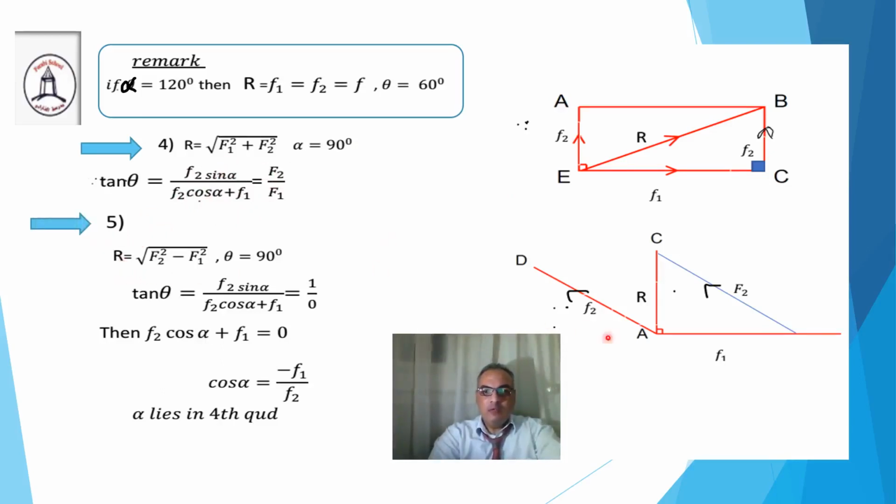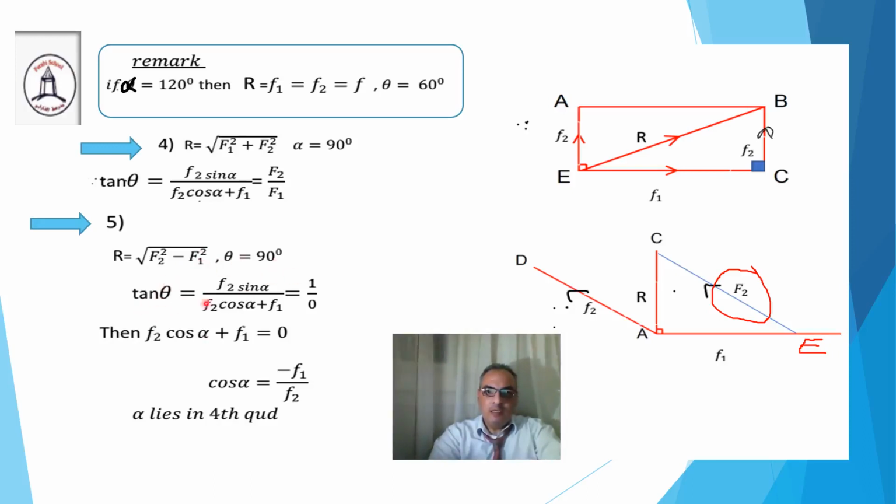Number 5, if the resultant of the two forces is perpendicular to the first force, draw DA parallel to this CE for example. So right here F2 is the hypotenuse, so R is not equal to the sum; no, R square equals F2 square minus F1 square. By taking the square root, the result will be R equals square root of F2 square minus F1 square, and theta is 90.